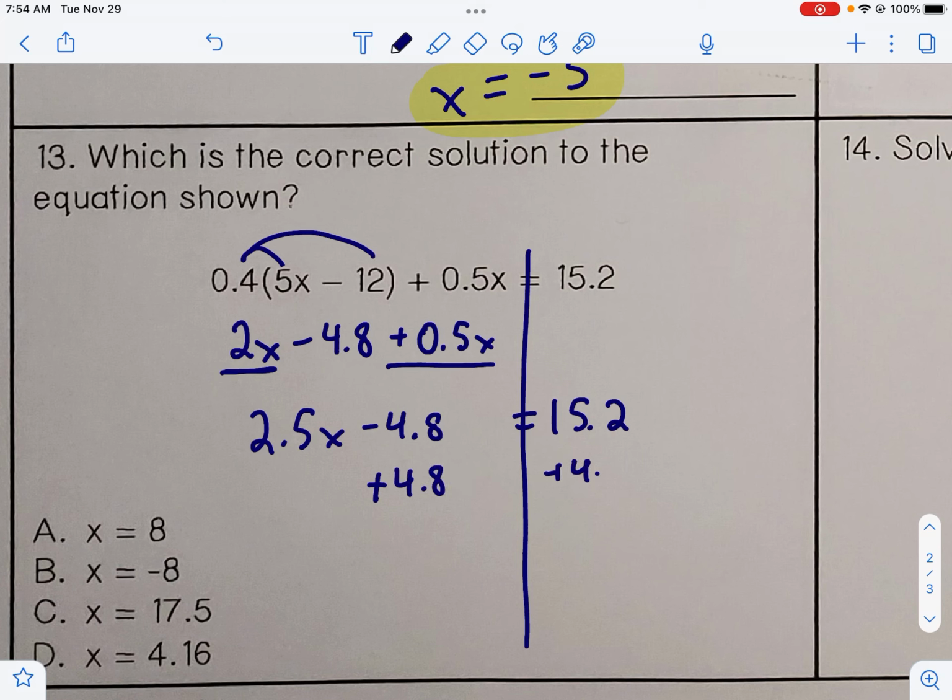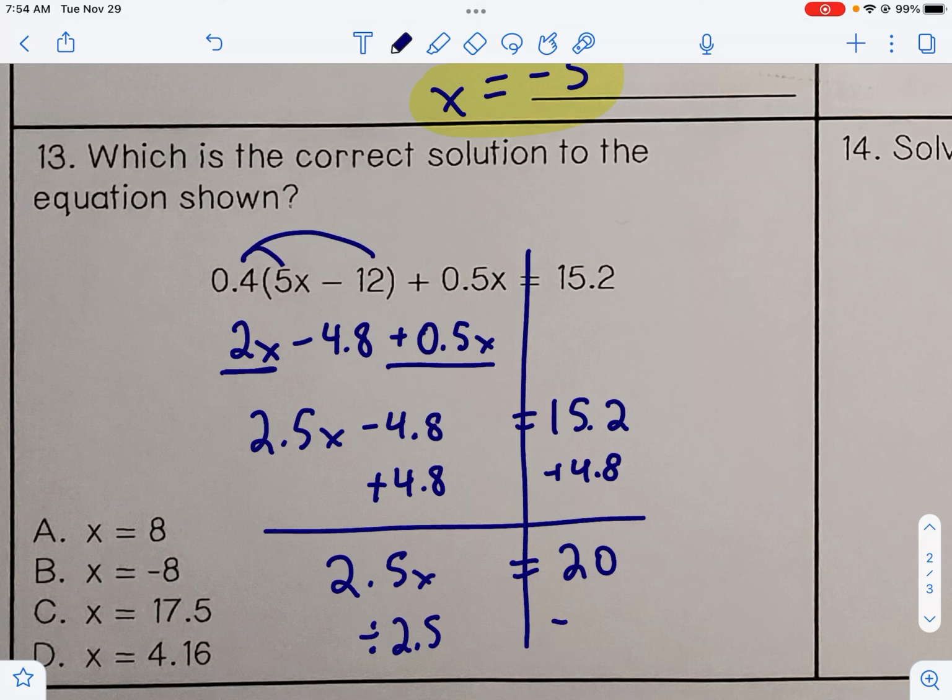We'll add 4.8 on both sides. So 2.5x equals 20. Our last step is dividing by 2.5 on both sides. And that's how we get the final answer of x equals 8, answer choice A.